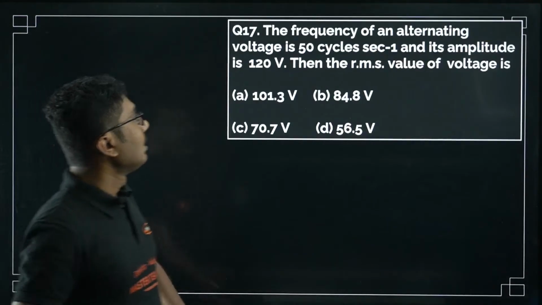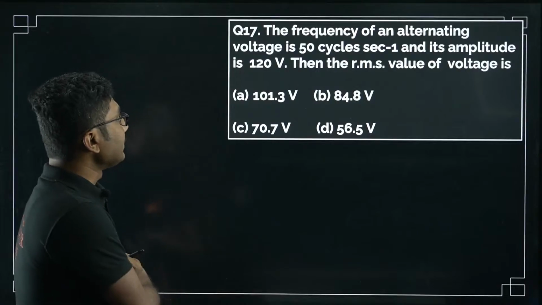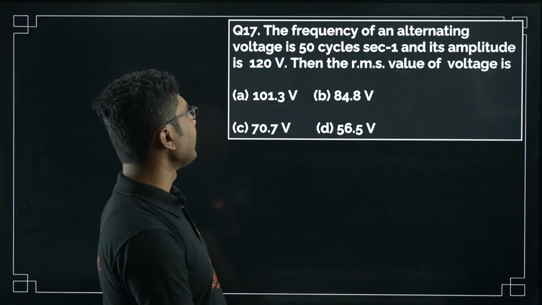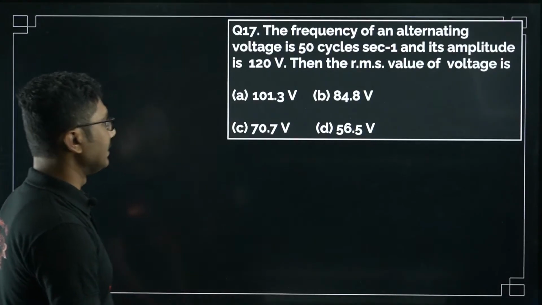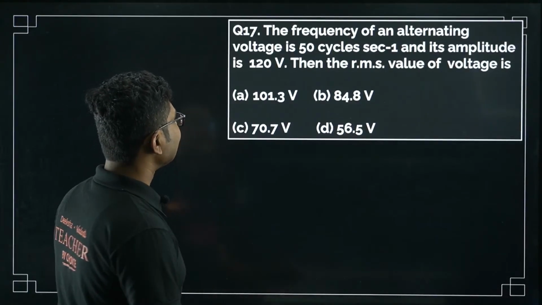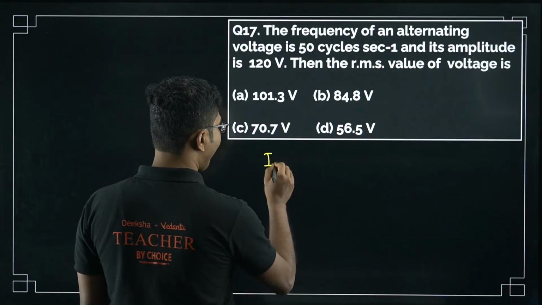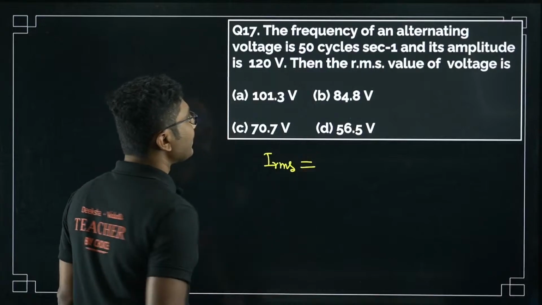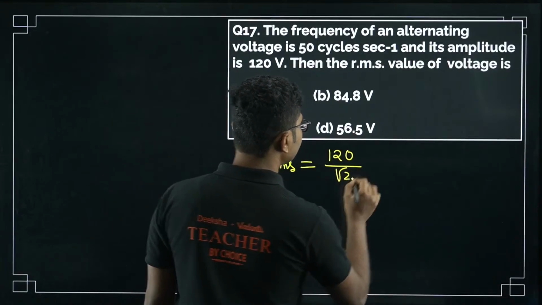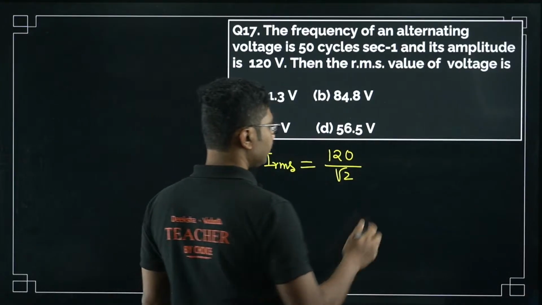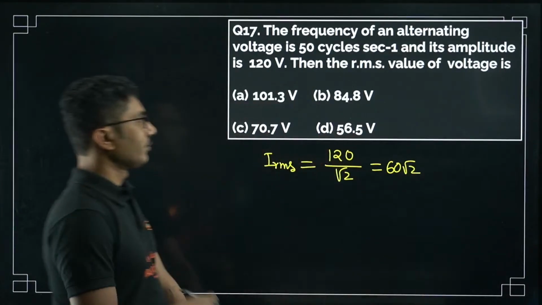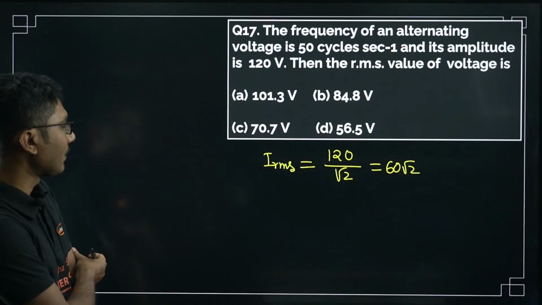Now 17, the frequency of an alternating voltage is 50 cycles per second, that is 50 Hertz, in other words. Its amplitude is 120 volt. The RMS value of the voltage is, okay, frequency is nothing to do with this. We can simply calculate the RMS value. RMS value is basically 120 divided by √2, that is 60 √2.